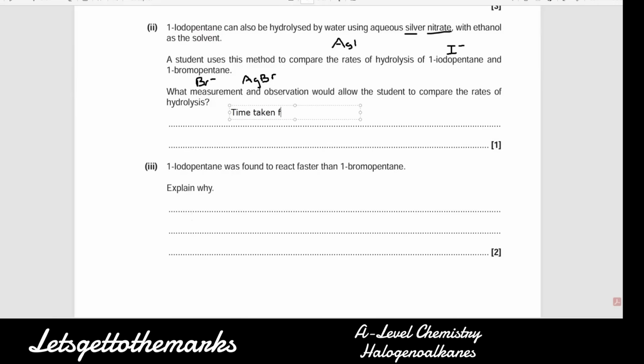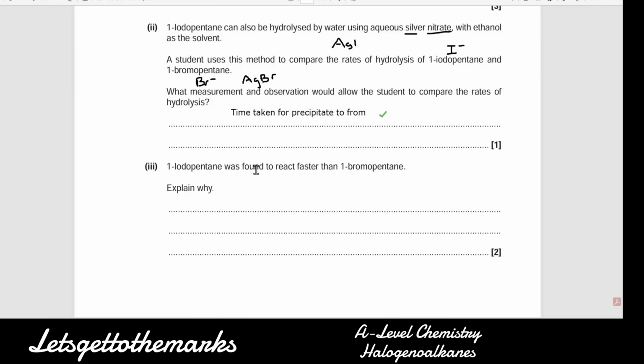It's the time taken for precipitate to form. And really, you might do a particular mass of precipitate, you might do a disappearing cross. Depending on how you're going to do this, you're going to get a precipitate forming. So you could do a disappearing cross situation, or you could do time taken for a certain mass of precipitate to form, etc.